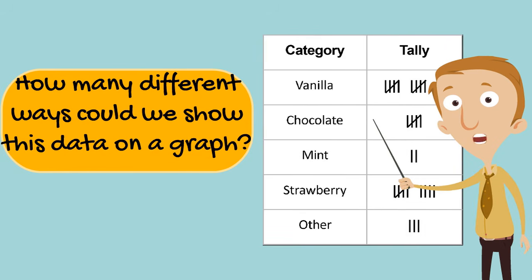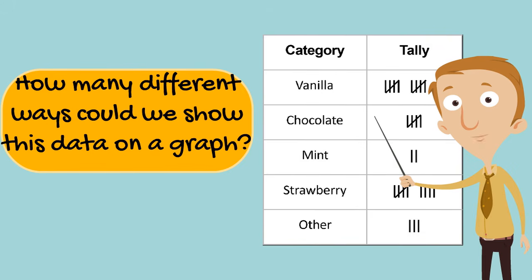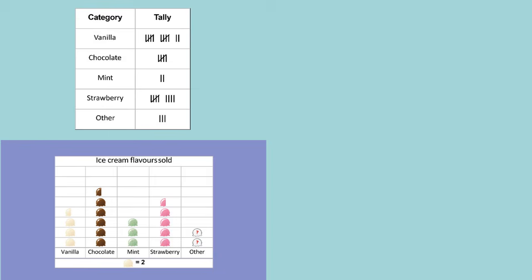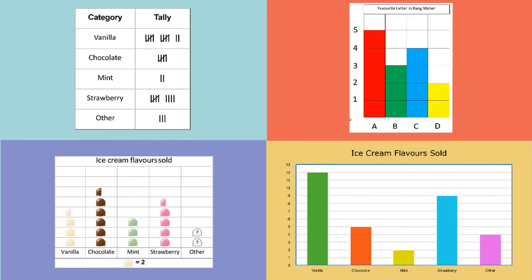Here's a tally chart. Using everything you've learned about data over the last week, how many different ways would you be able to show this data on a graph? I can think of at least 3 different types of graphs you could draw. See if you can think of all 3. Pause the video and write down your answers. Well, the 3 different types of graphs we talked about were pictograms, block charts, and bar charts. Well done if you remembered all 3 types of chart.